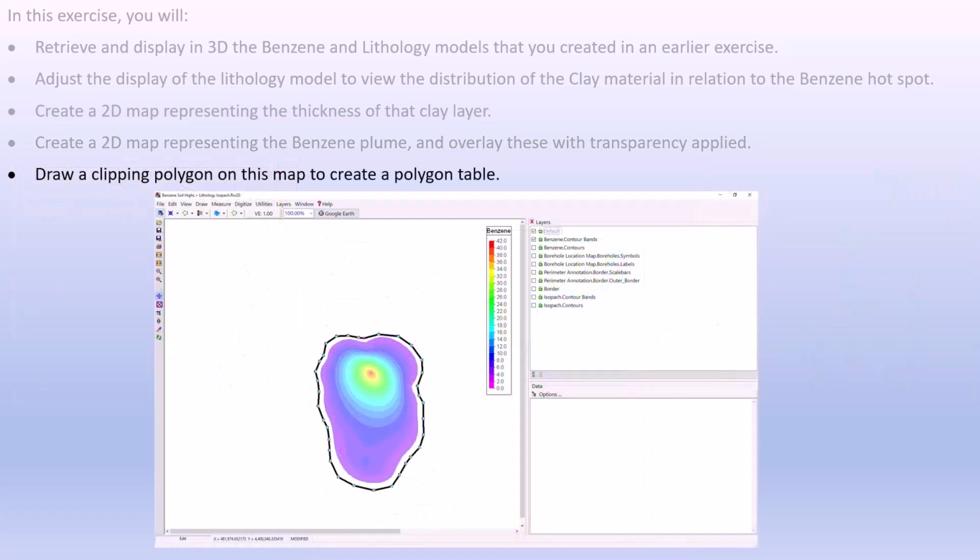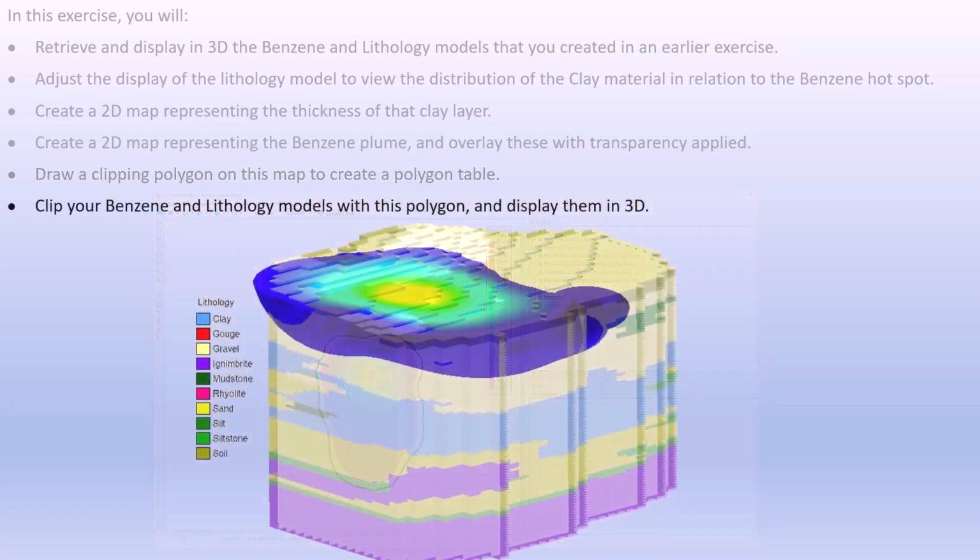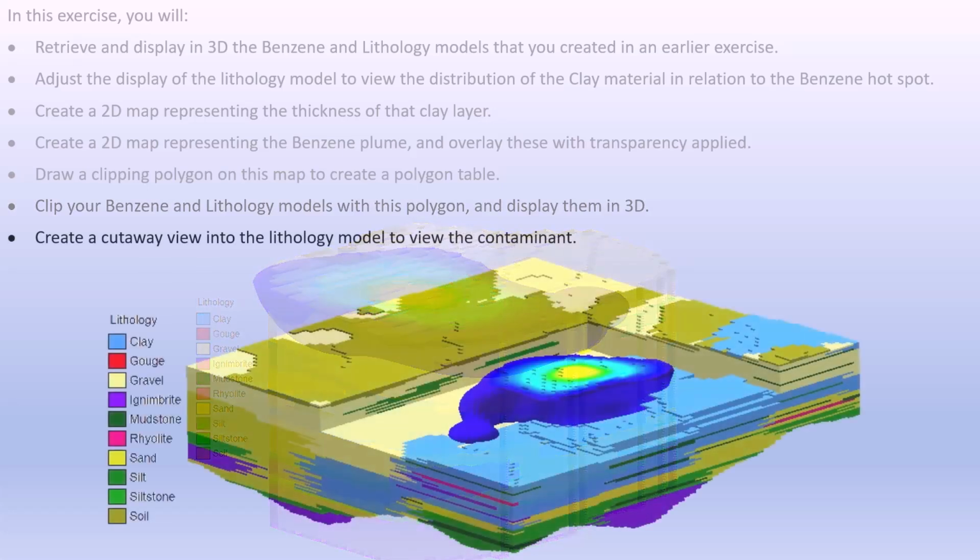Draw a clipping polygon on this map to create a polygon table. Clip your benzene and lithology models with this polygon and display them in 3D. And create a cutaway view into the lithology model to view the contaminant.